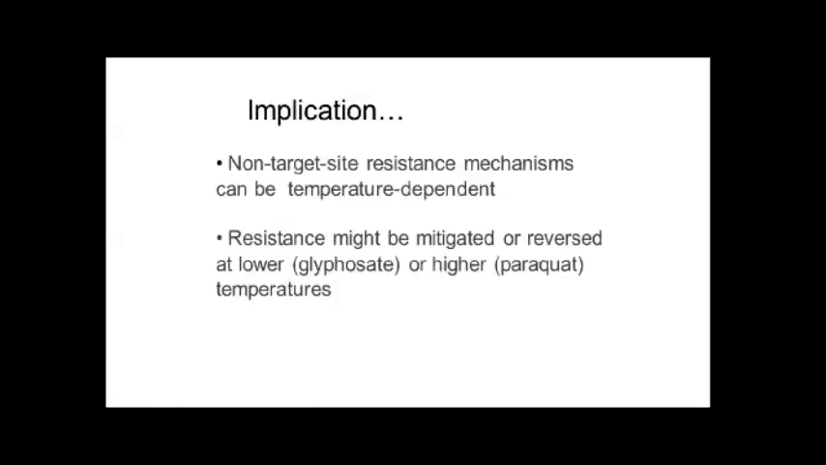So this implicates that non-target site resistance mechanisms can be temperature dependent, and the resistance can be mitigated or reversed by manipulating temperature or the environment when you apply the herbicide, but it has to be case by case. For example, glyphosate resistance can be reduced at lower temperature, but paraquat may be at warm temperature.